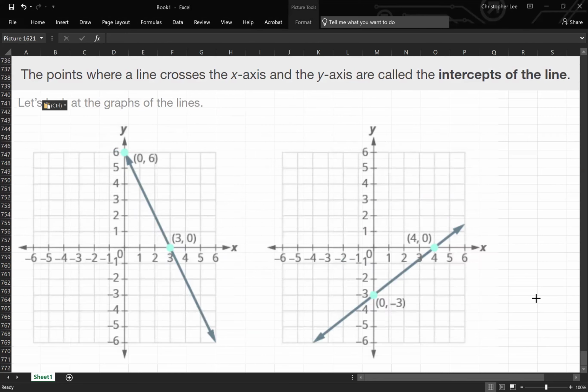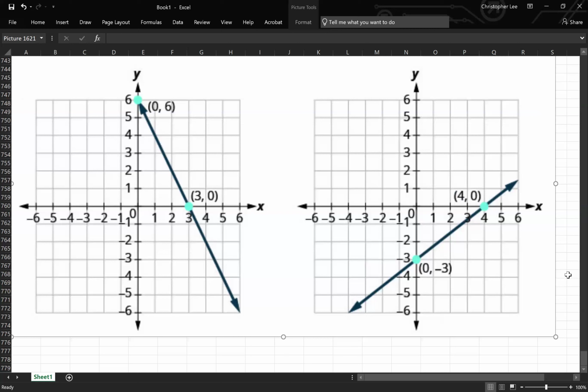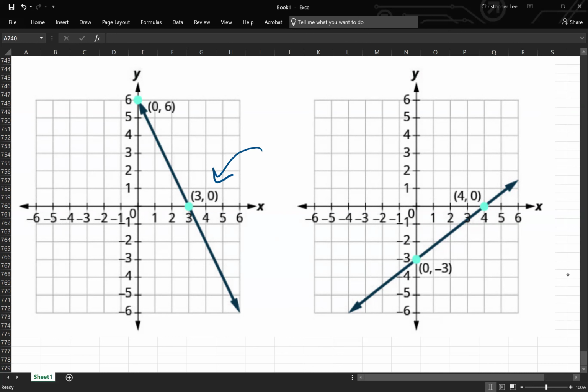So let's look at these graphs real quick. I'm looking at the first graph, right? You see this point right here? (3, 0). That's my x-intercept. It's where the graph is crossing the x-axis when y equals 0. Over here, this is called my y-intercept, right? It's where the graph will cross the y-axis when x equals 0.